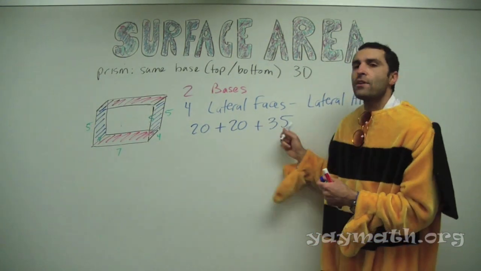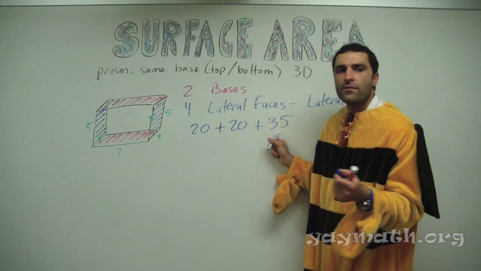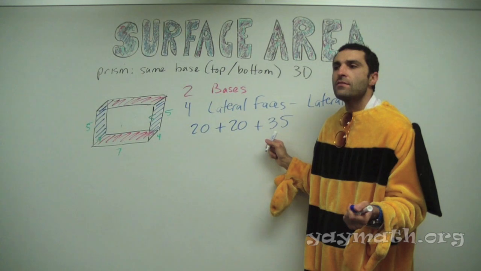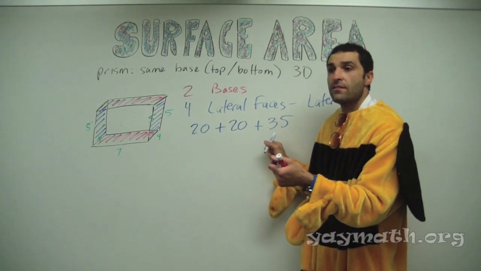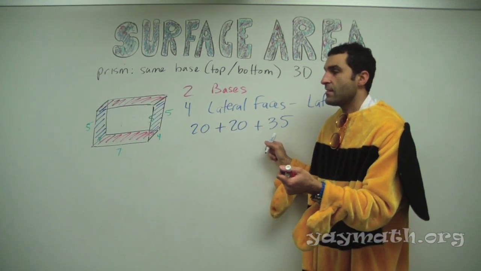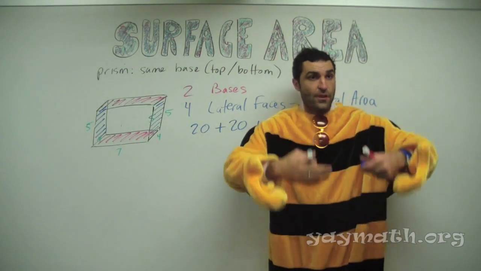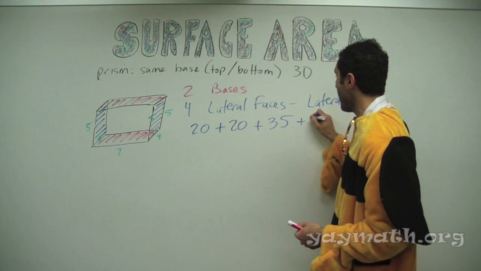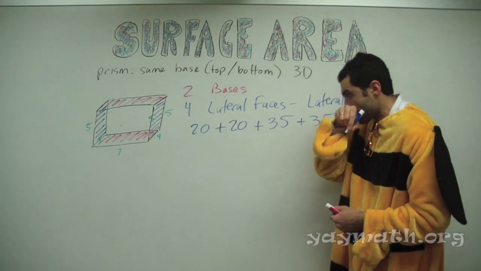Any questions about how we got 35? Are you comfortable with 35? Is there another 35 to be found? Yes. So there's the front face and then the back. Another 35. That's right.